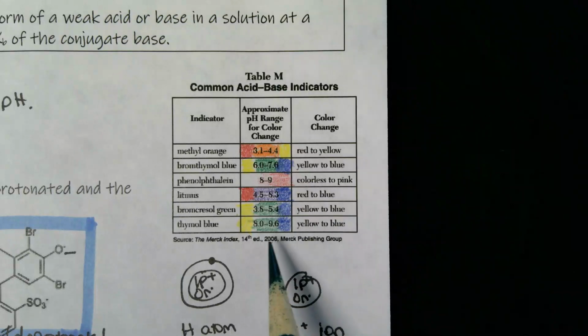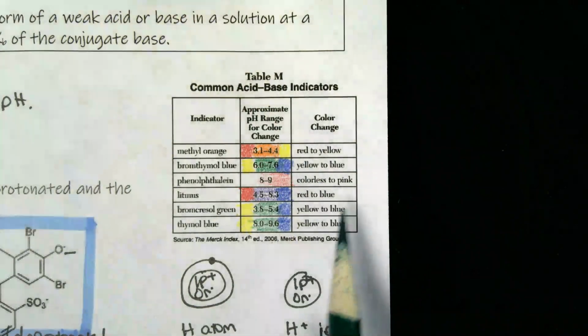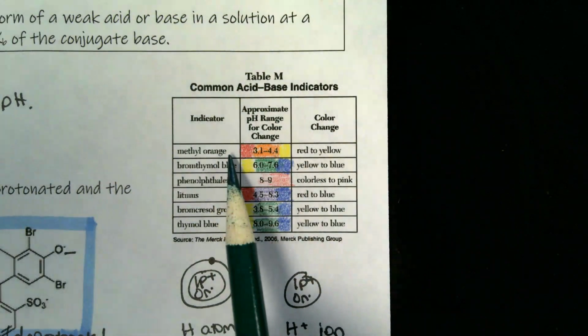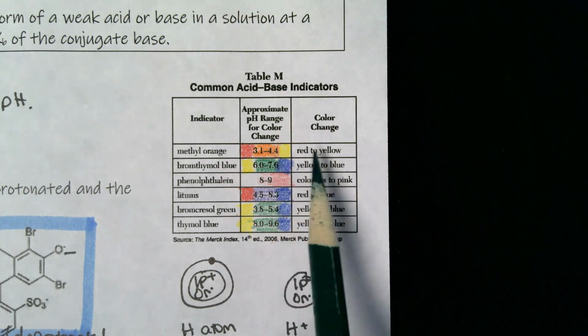So this will tell us what might happen with all of these. So let's say we have something that has methyl orange that's yellow. It's anywhere above 4.4, so it can be anywhere from 4.4 up to 14.